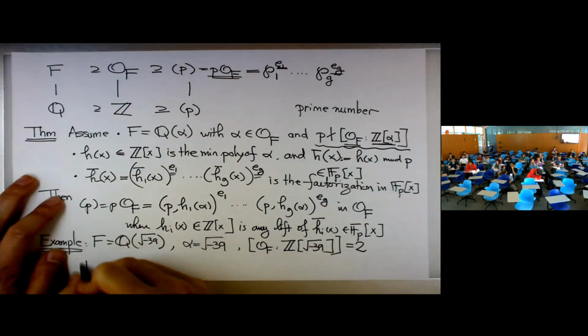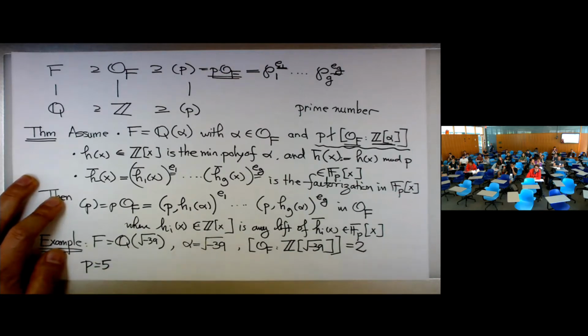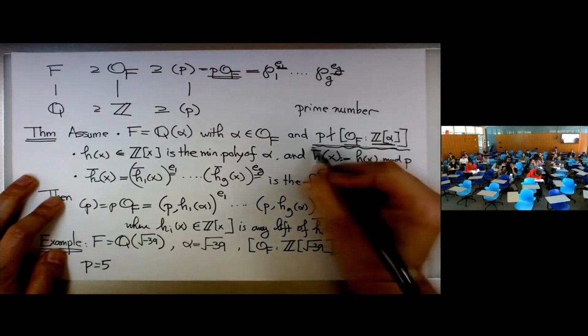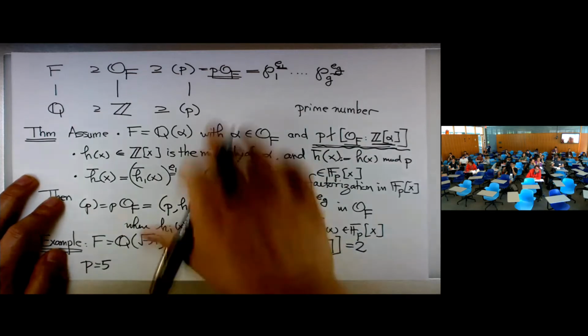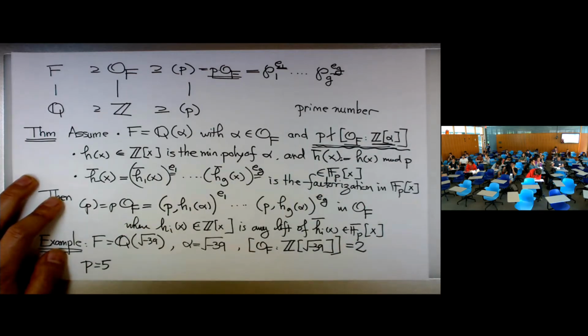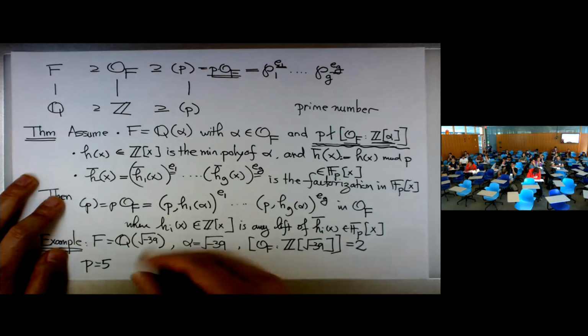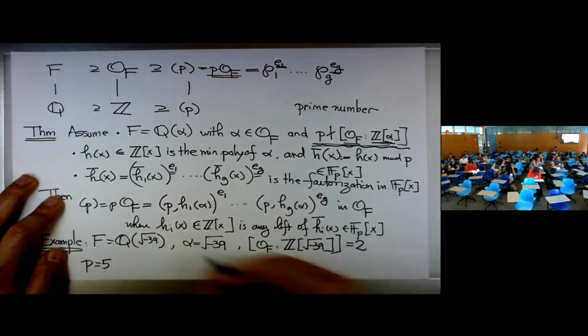But I want to say, for example, I want to take p equals 5. So we're fine here. As long as my prime does not divide the index here, we're fine to use this theorem. Now I'm going to use this theorem to calculate the factor of 5 inside O_F. So how do I do that?